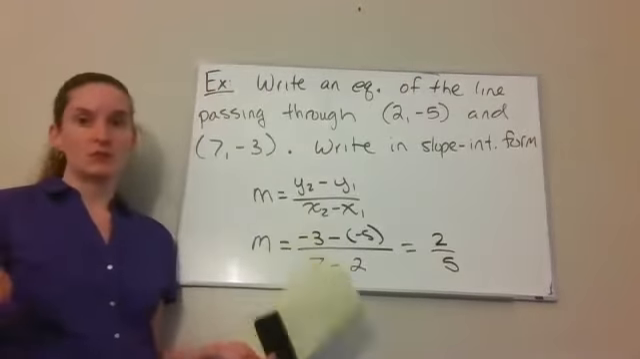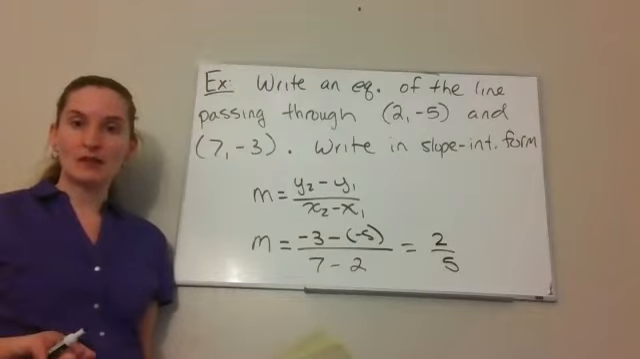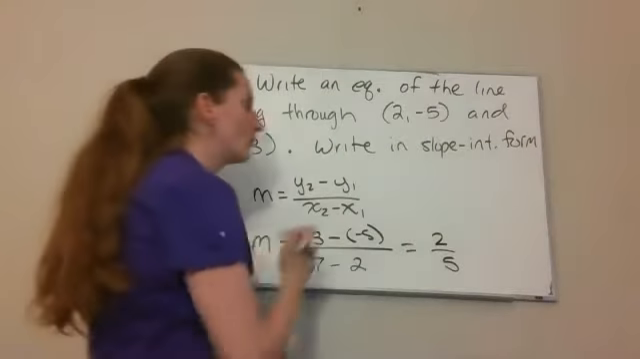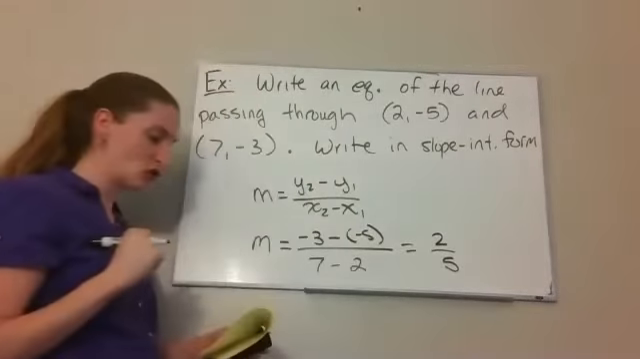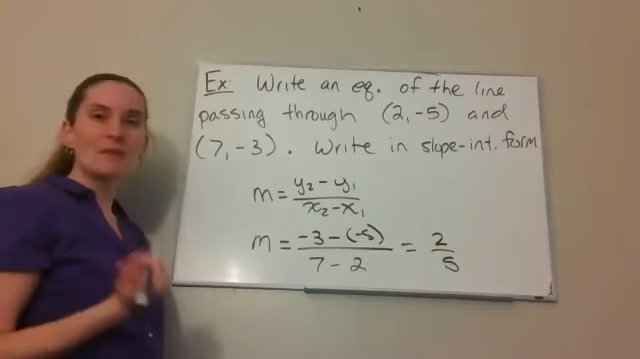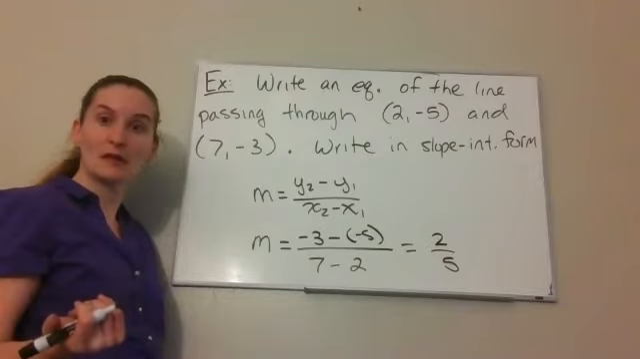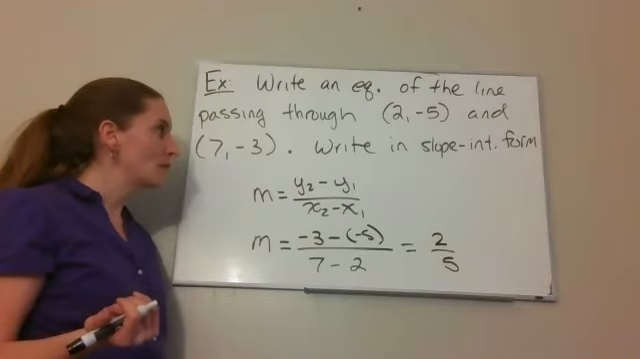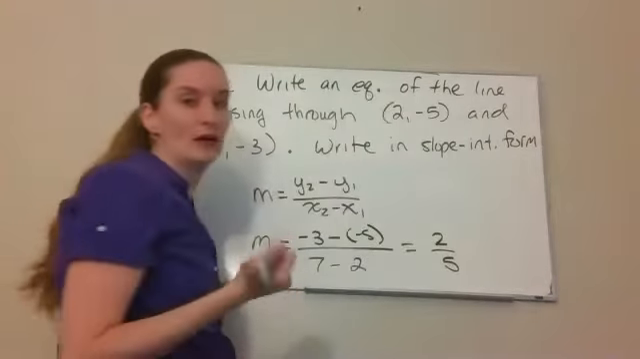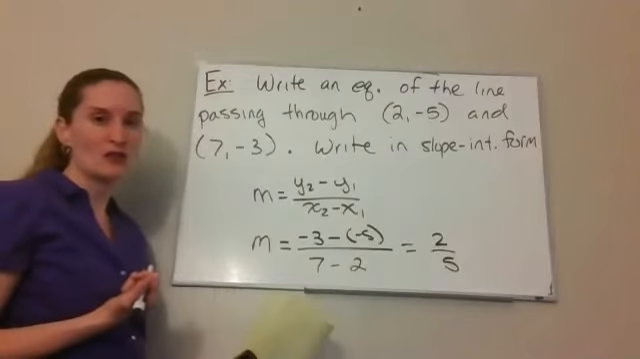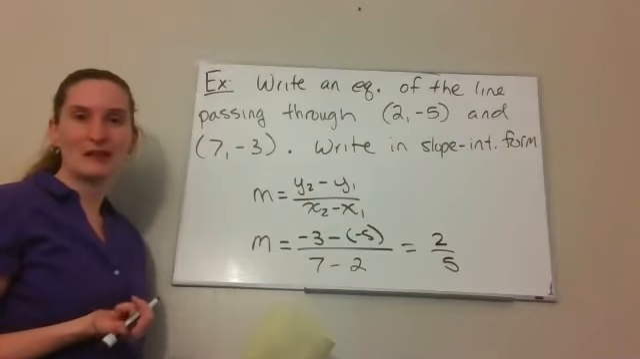Now what do we do? Well, we use point slope form like we just learned. I have a slope of 2/5, and I have a couple points to choose from. And it does not matter which point you use, you'll still get the same answer when you put it in slope-intercept form. So I'm just going to use the first point, just as listed first. Usually I choose whichever point looks easier to me.